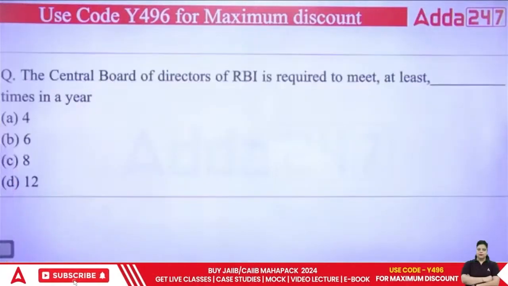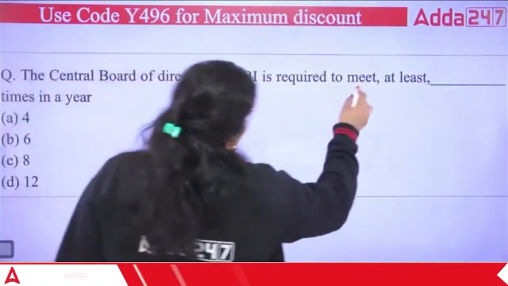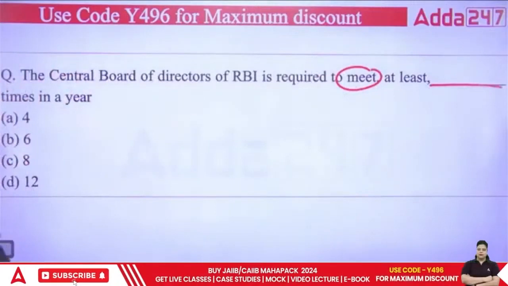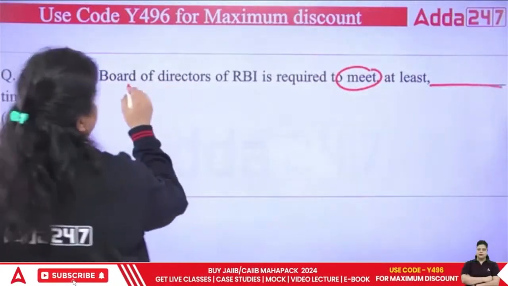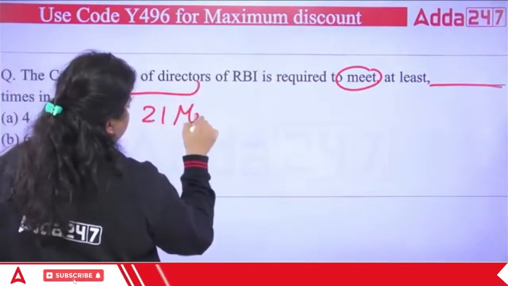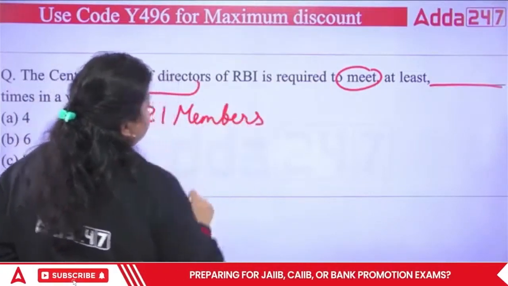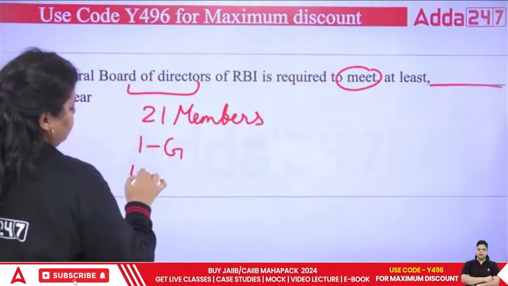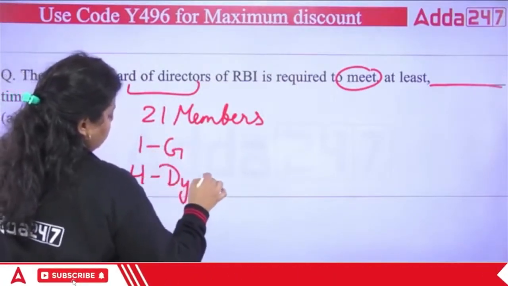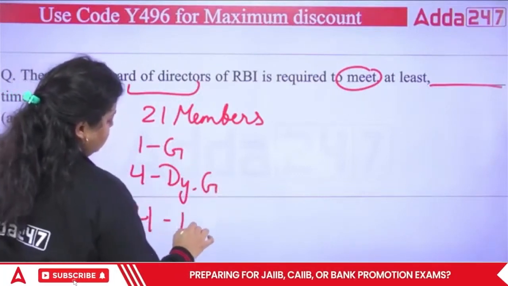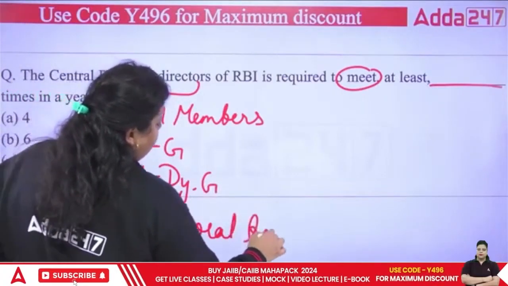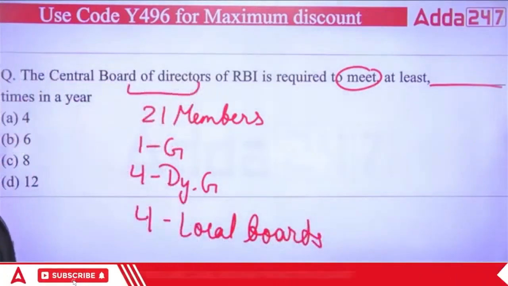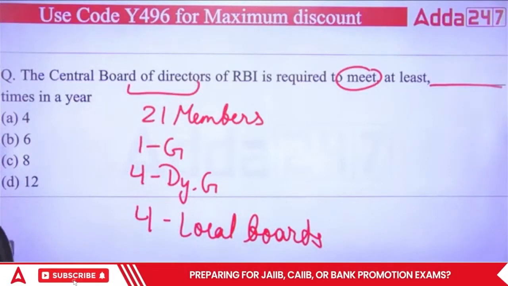Next question. The Central Board of Directors of RBI is required to meet at least dash times in a year. If you talk about the Central Board of Directors, there are a total of 21 members. Out of which 1 will be the governor, 4 will be deputy governors, and 4 members will come from the local boards. RBI has only 4 local boards.